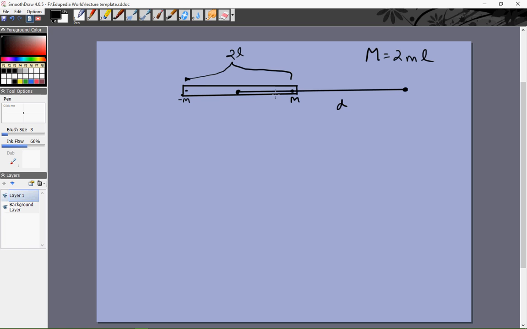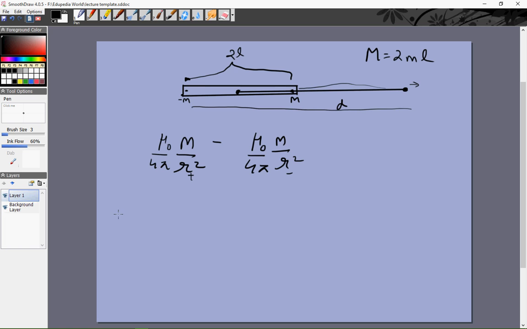So the magnetic field due to this one will be towards the right, and it will be mu naught by 4 pi m by r square, right, towards the right. The magnetic field due to this will be towards the left, minus mu naught by 4 pi m by r square. I'll just write this as r plus and r minus for now. r plus is this distance, r minus is this distance. Then we'll write those values.